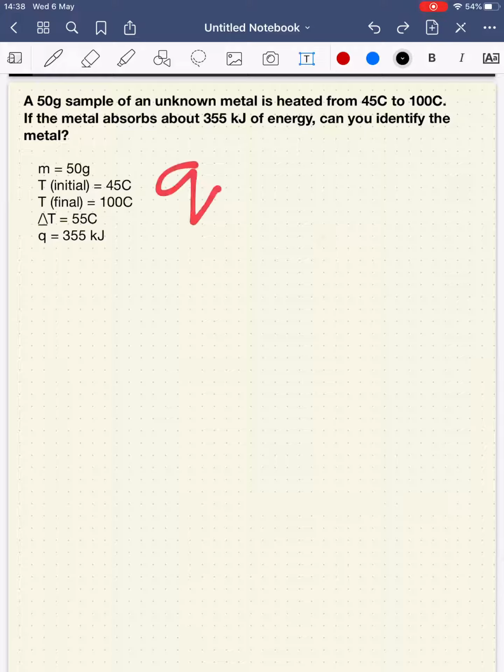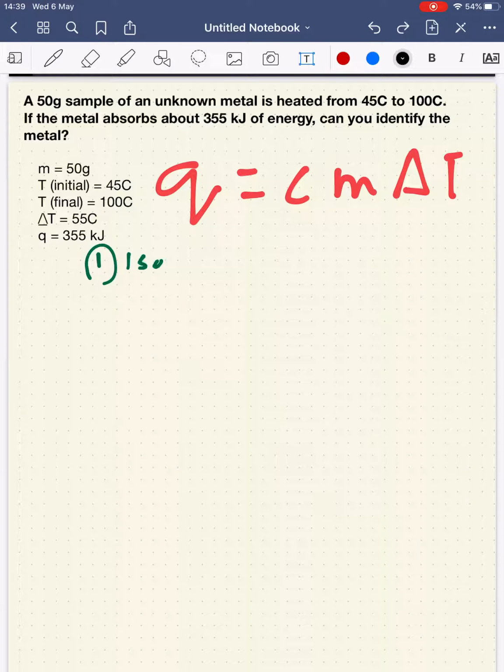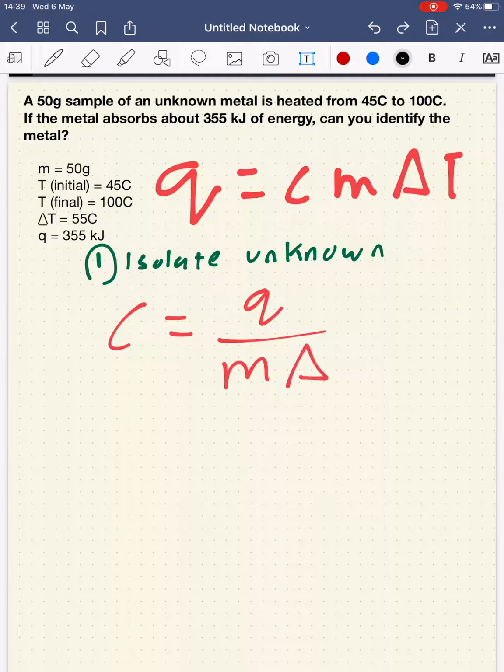Okay, next, let's write out our equation. Q equals C m delta T. Delta means change, so change in temperature. This is the equation we're going to use. We're going to solve for our unknown, which is C. So that's the first thing that I want you to do here: isolate the unknown. The unknown is C, so we'll rewrite the whole equation to look like this.